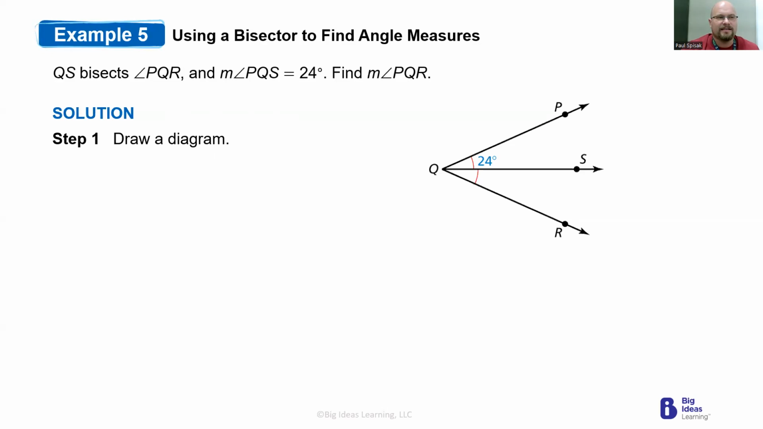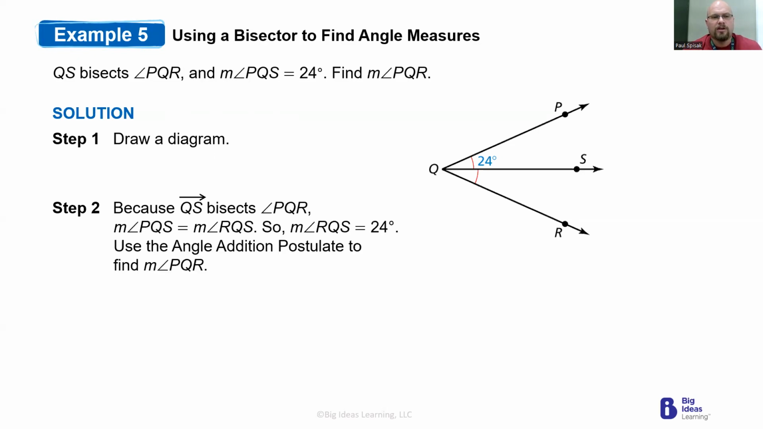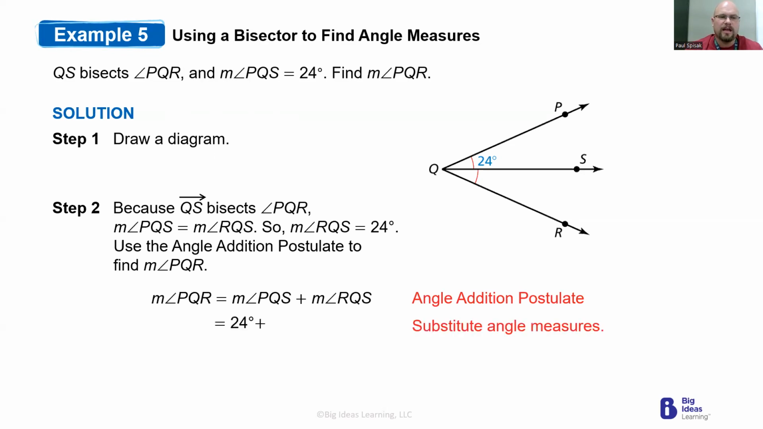So now we can see this. They want us to find PQR, which is that entire big angle. So that one is 24. The other side also has to be 24. So those two are going to be equal. RQS also has to be 24. And once we know that piece is also 24, those two together will give us the entire angle. So 24 plus 24 gives us 48.